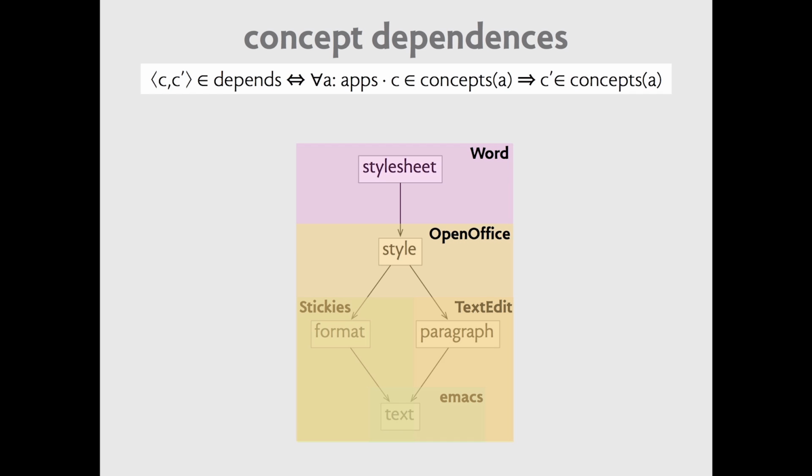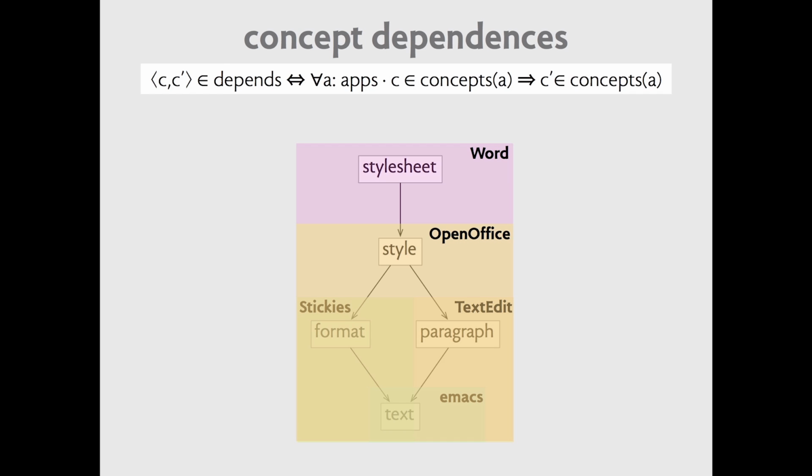So let me show you an example of this. You can't have a notion of paragraphs without the concept of text. You can't have the notion of styles without the concept of formats and something like paragraphs to style. You can't have the concept of a style sheet if you don't have styles, right? So what this does is it basically defines a family of applications around this concept graph. And we can sort of place applications on this graph.